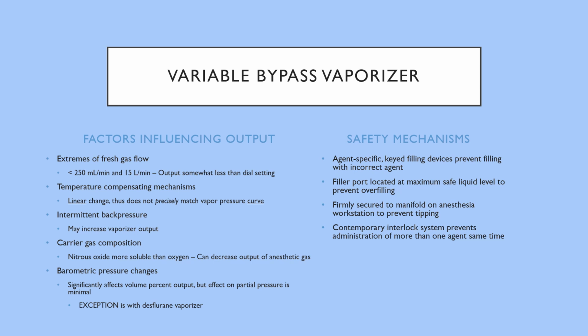Now, there are some safety mechanisms that are inherent to the variable bypass vaporizers, such as they are agent-specific and have keyed filling devices which prevent filling with the incorrect agent. The filler port is located at the maximum safe liquid level in order to prevent overfilling. Vaporizers themselves are firmly secured to the manifold on the anesthesia workstation to prevent tipping. And then there's an interlock system that prevents the administration or the use of two vaporizers at once. You can only use one vaporizer at a time.